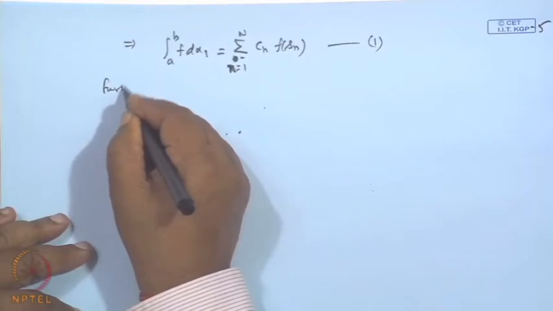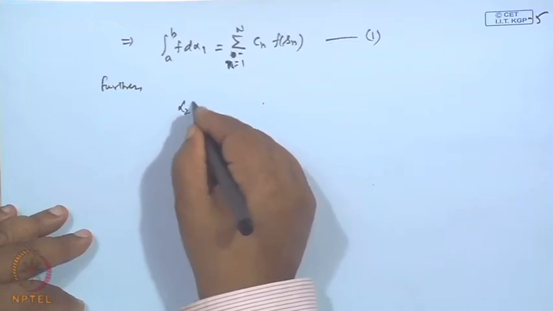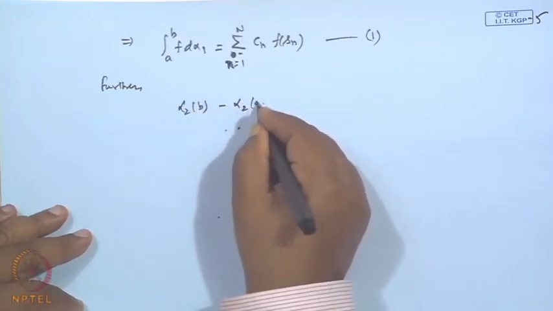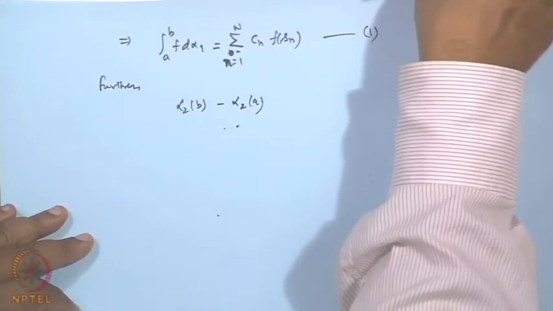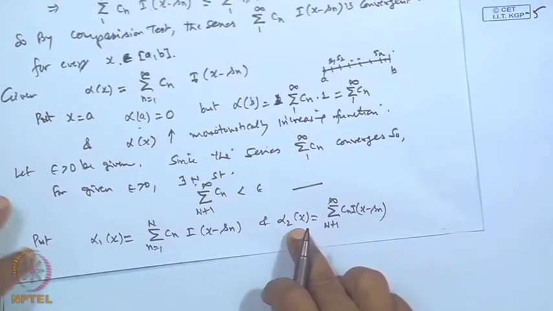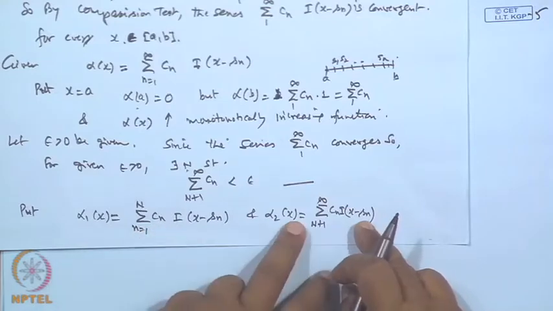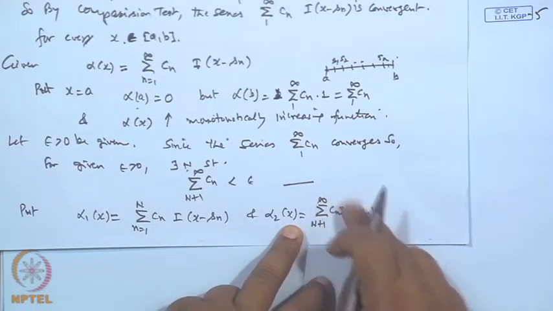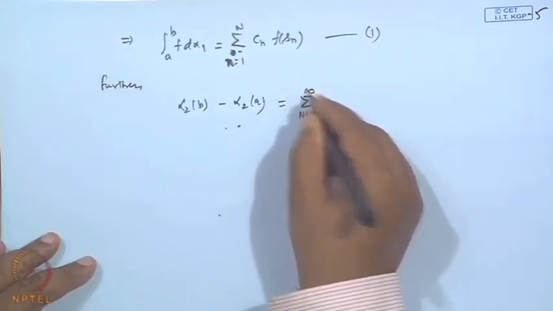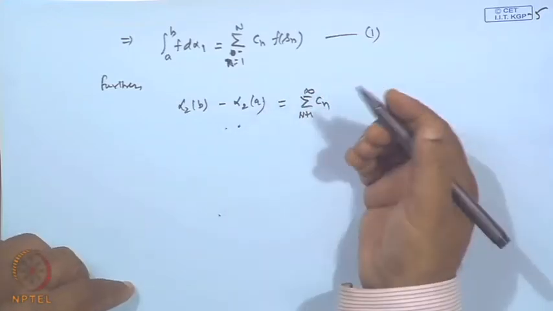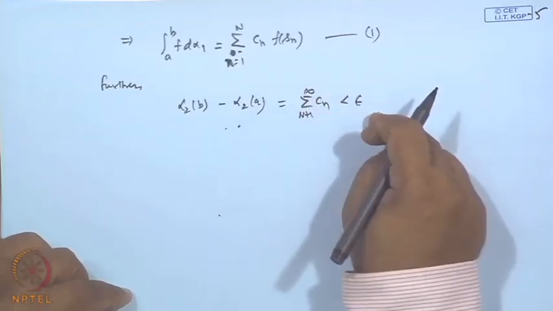Now, further, what is alpha 2 b minus alpha 2 a? What is alpha 2? Alpha 2 is defined as this. This is alpha 2 x. So, if I replace x by a, then alpha 2 of a will be 0 and alpha 2 of b will be the sum of C n. So, basically this is equal to the sum from n plus 1 to infinity of C n, which is given to be less than epsilon because the series is convergent. So, the remainder will be less than epsilon.